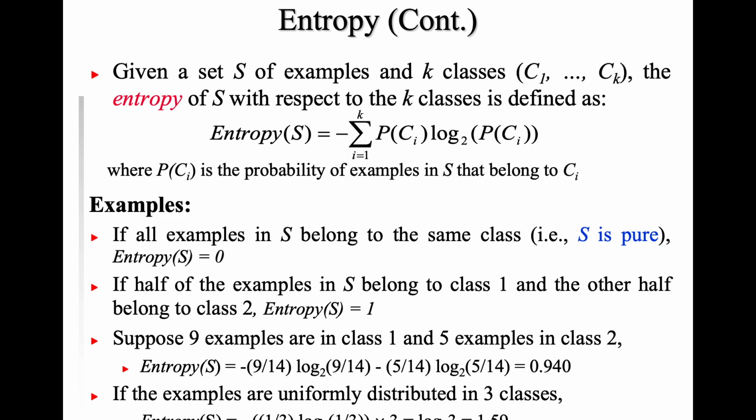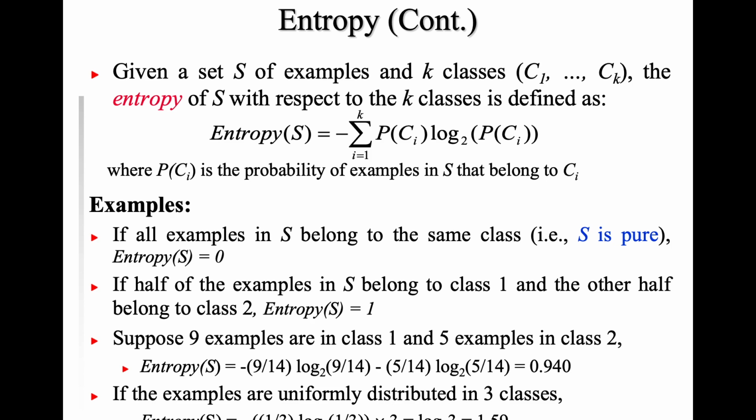For example, we have the example of predicting whether the day is suitable for playing tennis or not. So we had day 1, day 2, day 3 to day 14, right? So we had 14 days. That was our set, and K classes, C1 to CK. In that case, how many classes did we have? We had two classes, whether playing tennis or not.